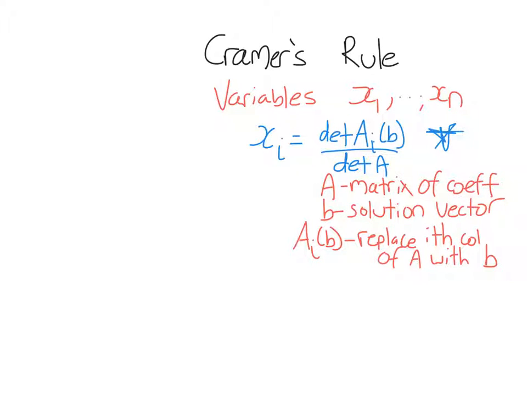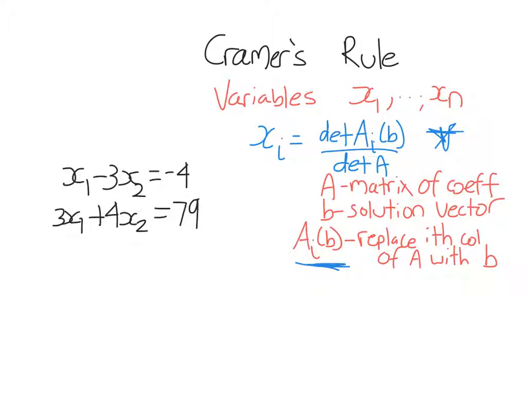So here we introduce this new notation. Ai of B means you take the matrix of coefficients and you replace its ith column with B. So A1 of B means you replace the first column of A with B. A2 of B means you replace the second column of A with B, and so on. So let's look at an easy example. So let's solve these two equations here using Cramer's rule.